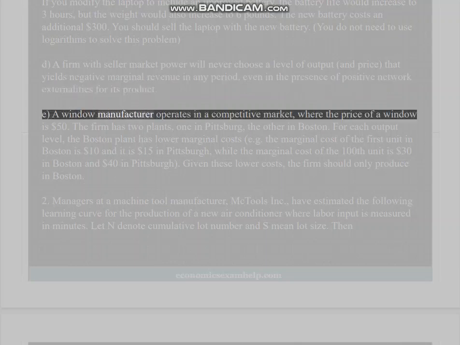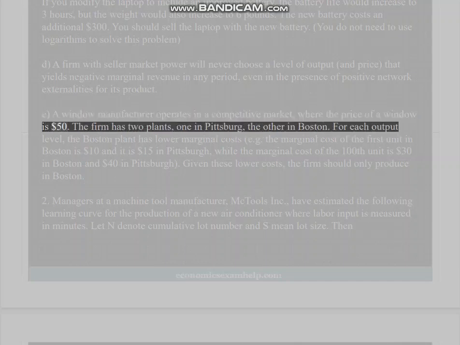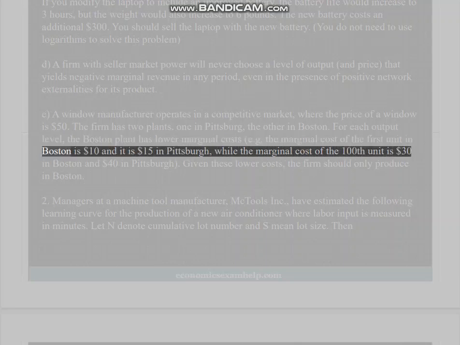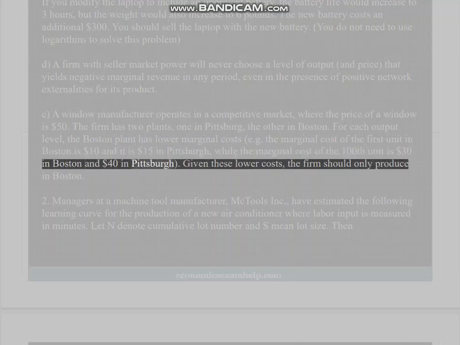E. A window manufacturer operates in a competitive market where the price of a window is $50. The firm has two plants, one in Pittsburgh, the other in Boston. For each output level, the Boston plant has lower marginal costs, e.g. the marginal cost of the first unit in Boston is $10 and it is $15 in Pittsburgh, while the marginal cost of the 100th unit is $30 in Boston and $40 in Pittsburgh. Given these lower costs, the firm should only produce in Boston.